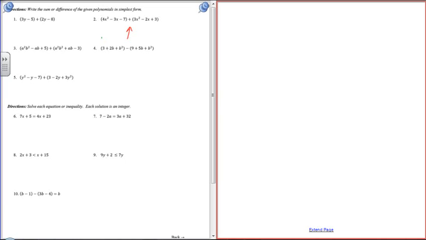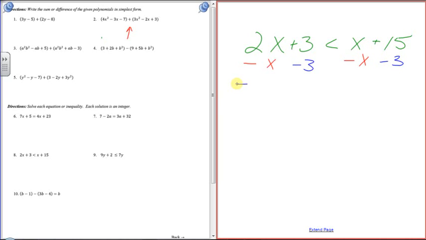Problem number 8 is an inequality, but same idea. I'm going to begin by cleaning up and then moving and then undoing, with a little bit of a consideration at the end. Nothing to clean up on the left, nothing to clean up on the right. We'll start moving. I'll move this x to the other side. I will move this 3 to the other side, to the right-hand side.